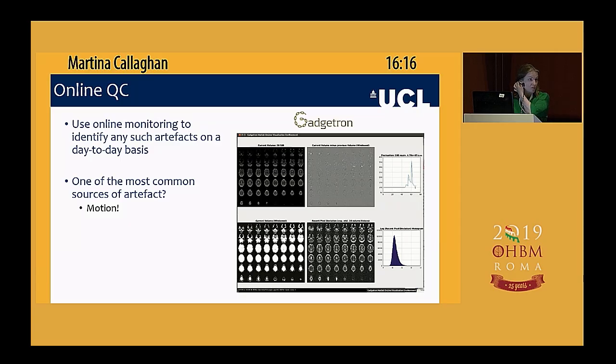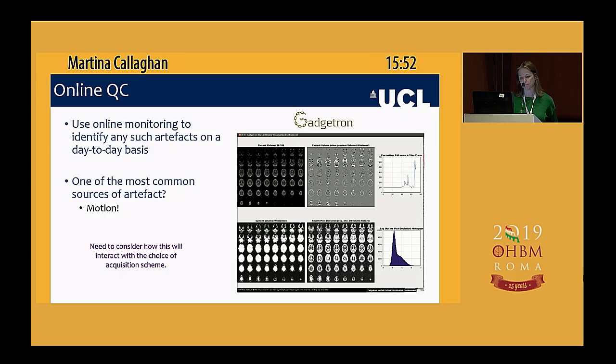And so what is one of the most common sources of artifacts? Well, it's motion, and that is a big problem that needs to be addressed. So if you have a system like this in place, you can just keep a good eye on the participant, and make sure that they aren't moving excessively. And if they are, you can stop your experiment right before you end up having to do the QC afterwards. Talk to them again, explain to them that they need to stay still, and see if they can actually manage to do that, or if you're going to get reasonable data for your experiment.